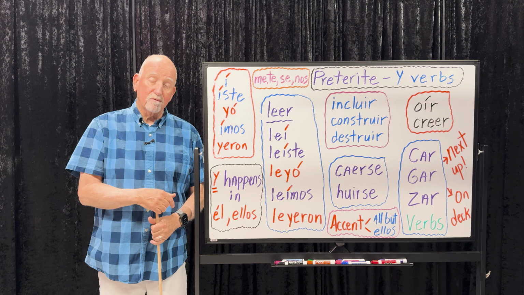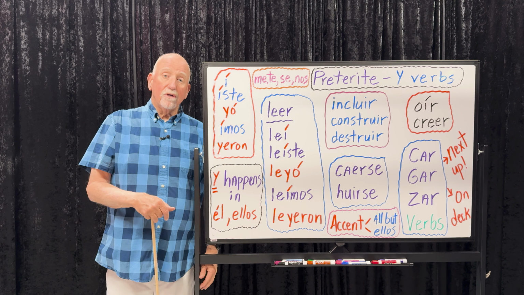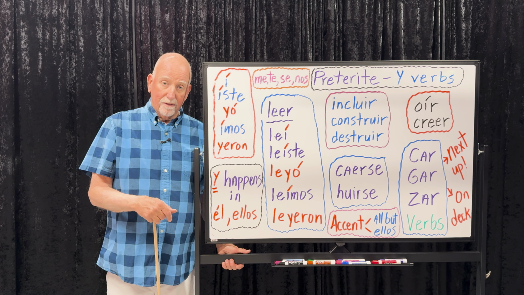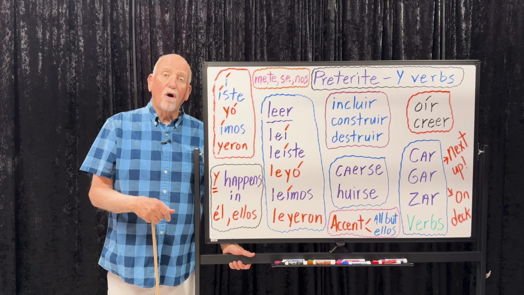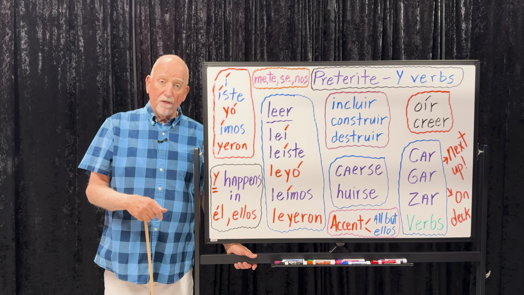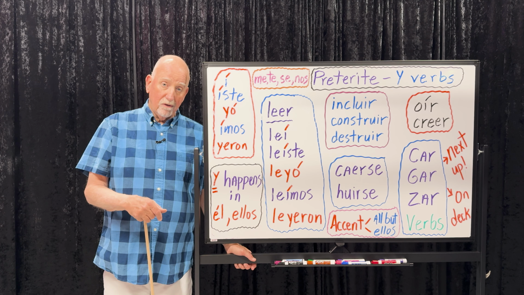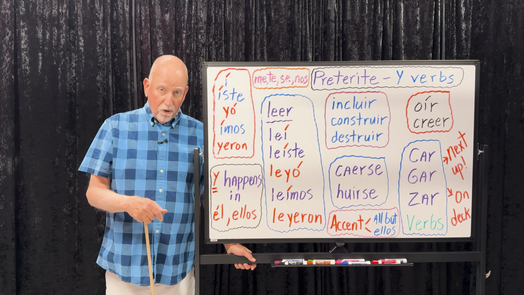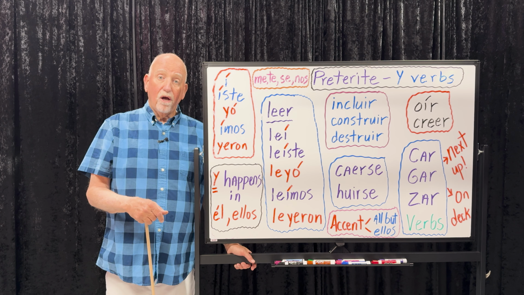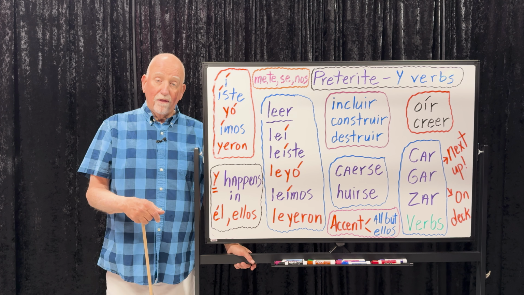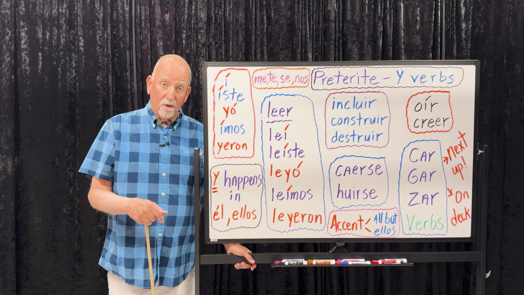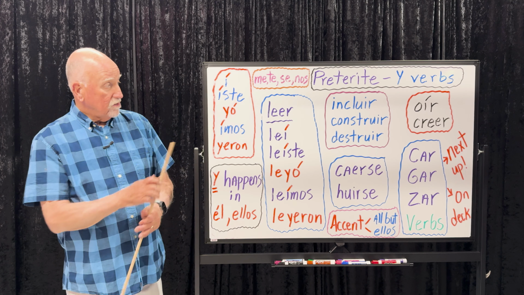You guys jump on this one. I heard, oí. You heard, oíste. She or he heard, usted, you heard, it heard, oyó. We heard, oímos. They heard, oyeron. All right, let's go to creer.